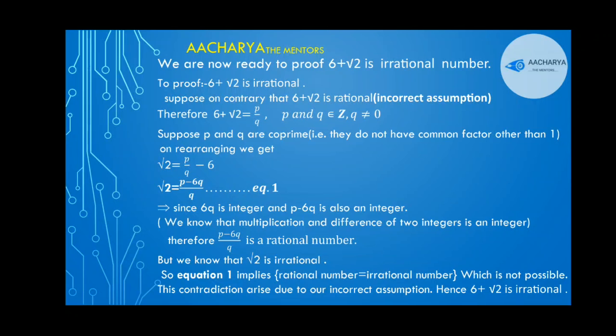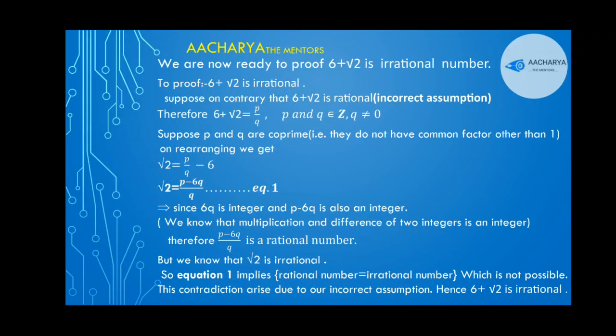So what will equation 1 imply? Square root 2, an irrational number, equals p minus 6q upon q, which is a rational number. So equation 1 implies a rational number equals an irrational number, which is not possible because we know that a rational number cannot be equal to an irrational number. For example, you can take square root 2 equals 5 by 6, their values cannot be equal.